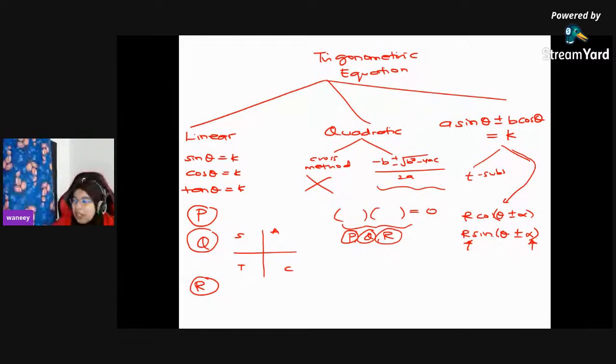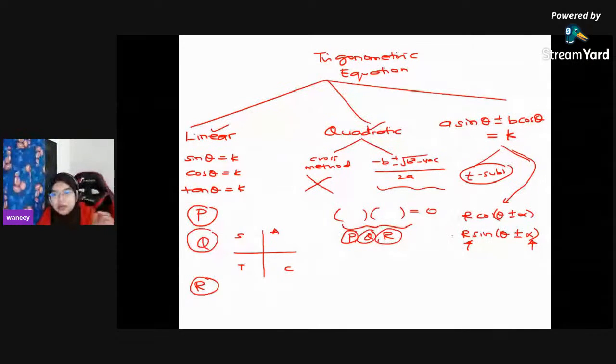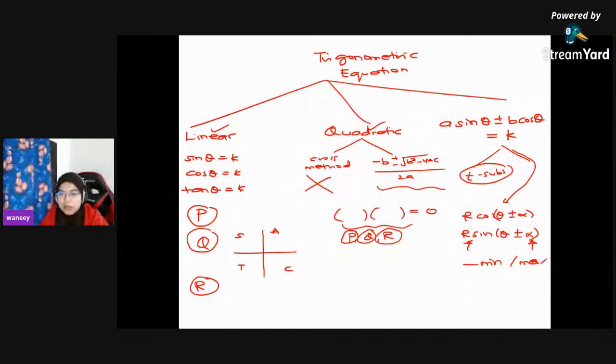Okay, so I think that's it for 7.3. I already covered the linear function, the quadratic function, and one of the A sine and B cos, which is the substitution. For the next class, we are going to do the R cos and the R sine, and then calculate the minimum and maximum of the trigonometric function. Okay, with that, I think I'll see you guys next week.